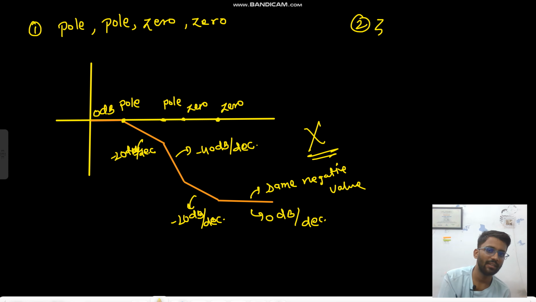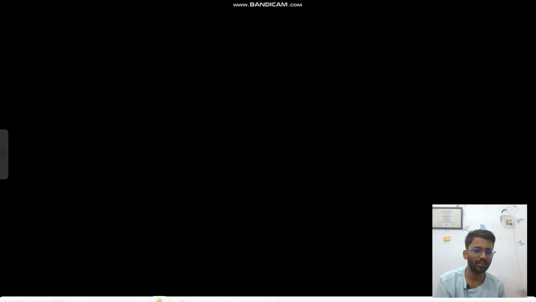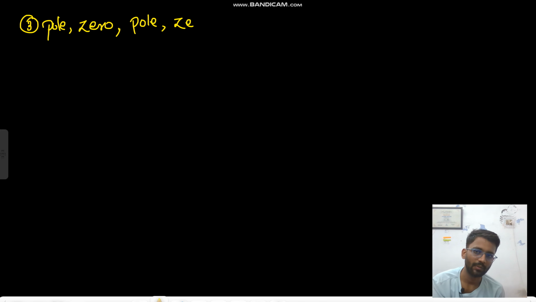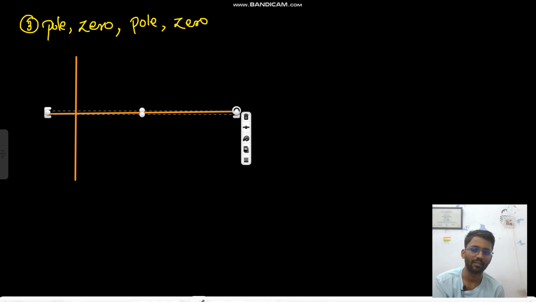And in the same way, this 0, 0, pole, pole technique will not work. Okay, in the same way it will not work. It is just the opposite of this one, just the mirror image of this one. So this will also not work. So what are the two conditions that can work? Pole, 0, pole, 0. These are the two conditions that can work.